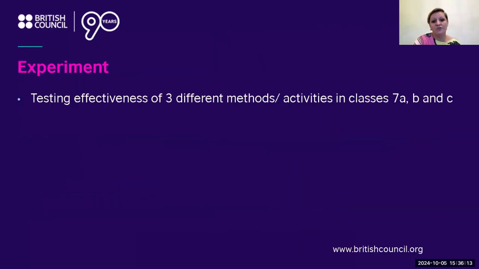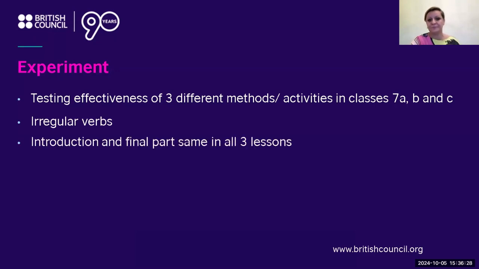So what we wanted to do is to test the effectiveness of 3 different methods or activities in classes 7A, 7B, and 7C. All classes were practicing irregular verbs. The introduction and final part of the lesson were the same in all 3 classes. In the introduction part, we revised past simple. In the final part, students played the Kahoot quiz.